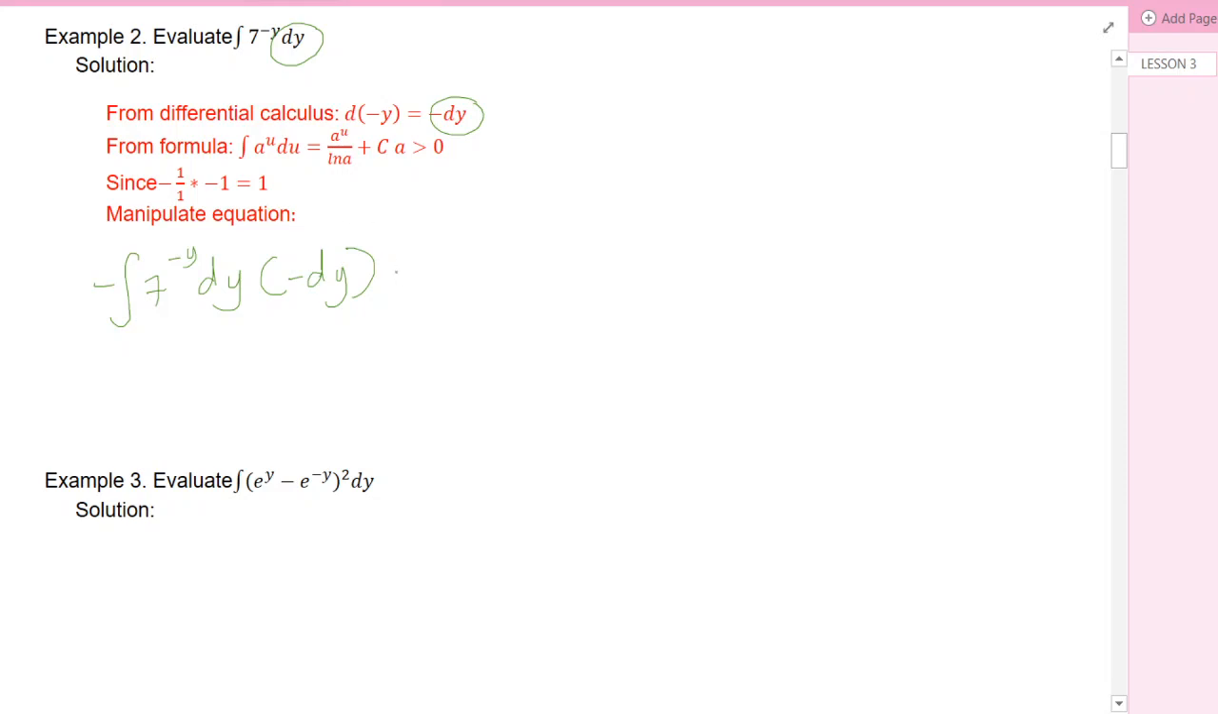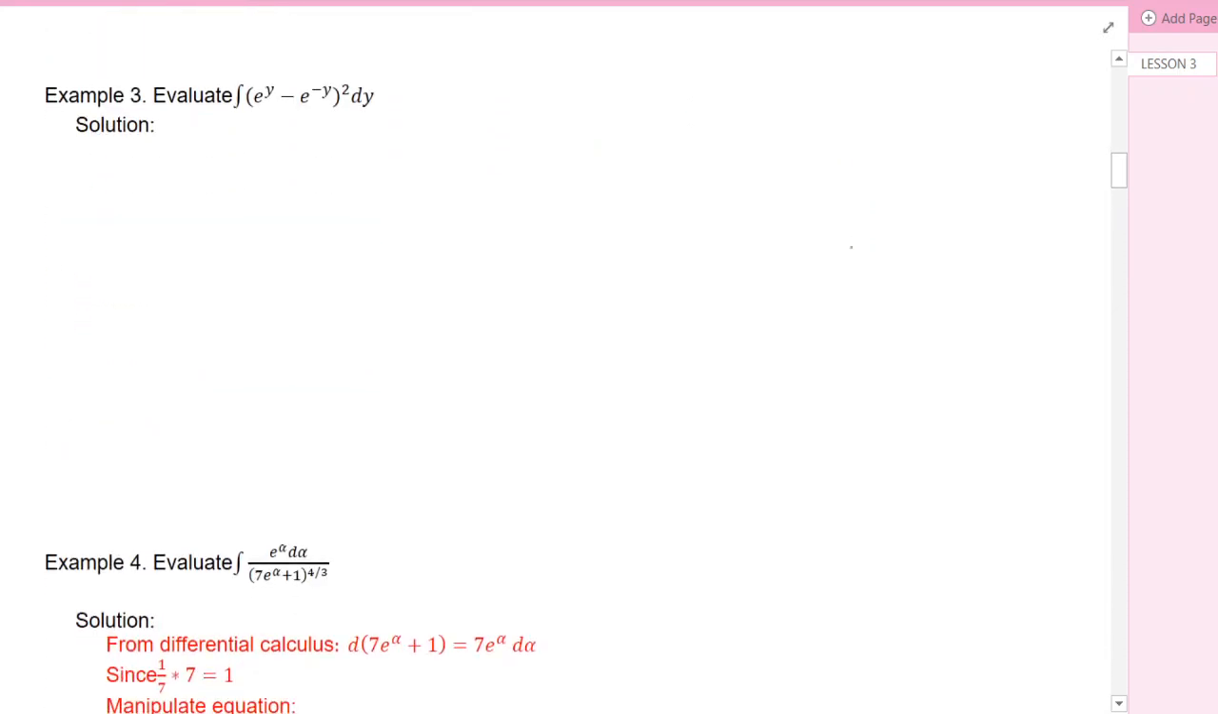Okay, so that is equal to negative. Let us have the formula, that is 7 raised to negative y divided by ln of the constant, which is 7, plus c, or that can be written as negative 1 over 7 raised to y, that is the reciprocal, ln of 7 plus c. It's the same. That is our final answer.